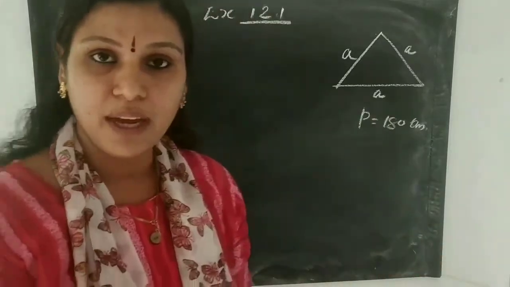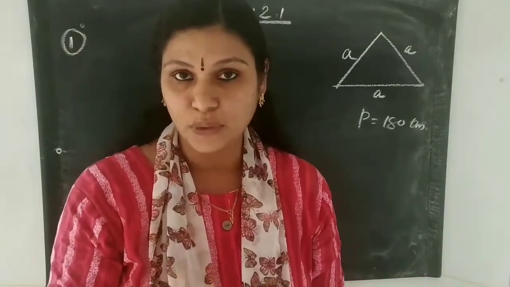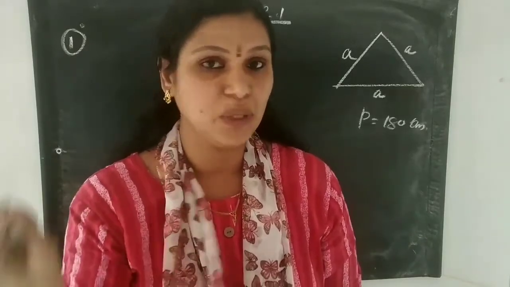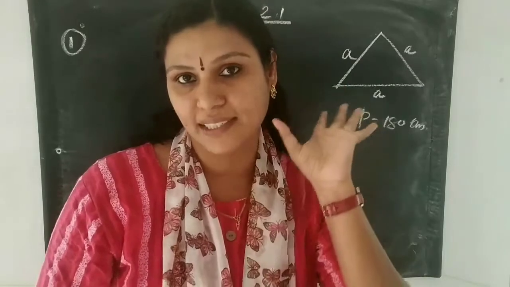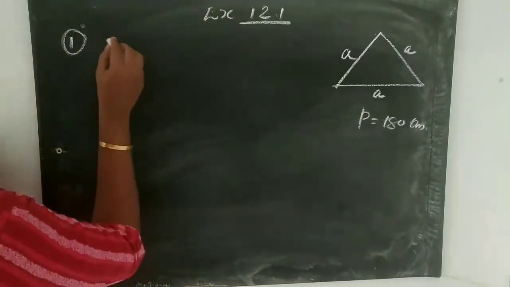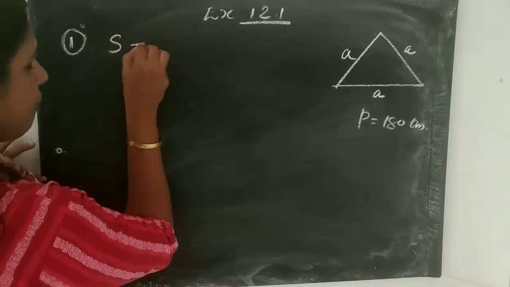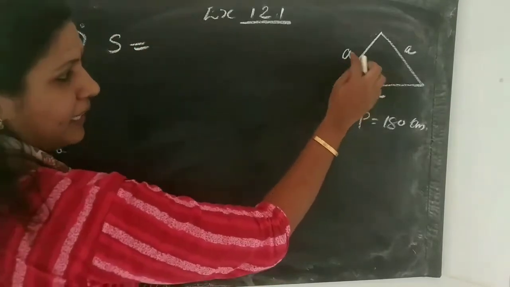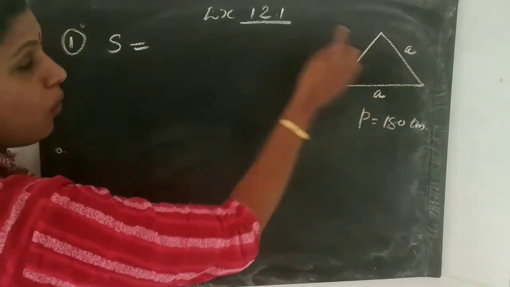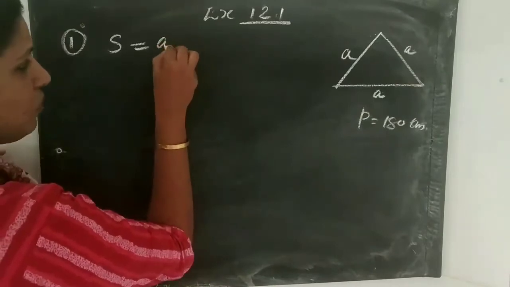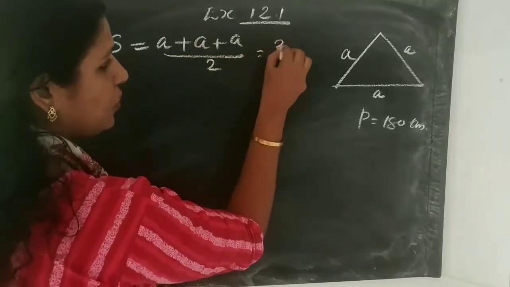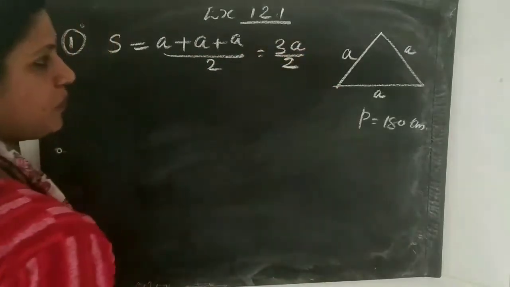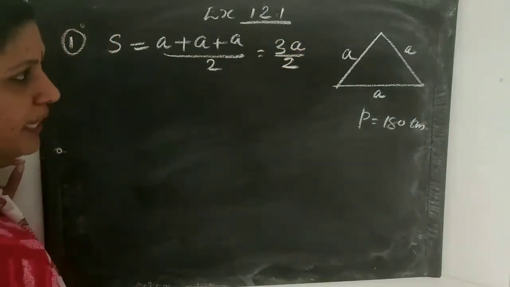So what is Heron's formula? That is root of s into s minus a into s minus b into s minus c. First we need s. So first we find the s. S is a plus b plus c by 2. Here a, b, c are all a, so a plus a plus a by 2 equals 3a by 2. Now we get s.